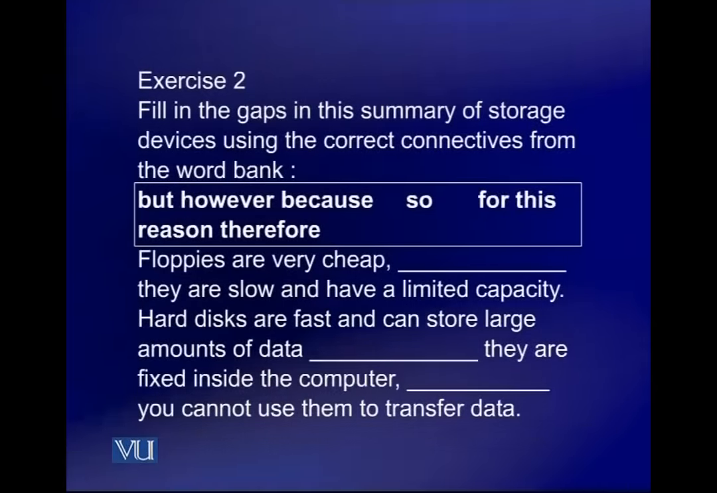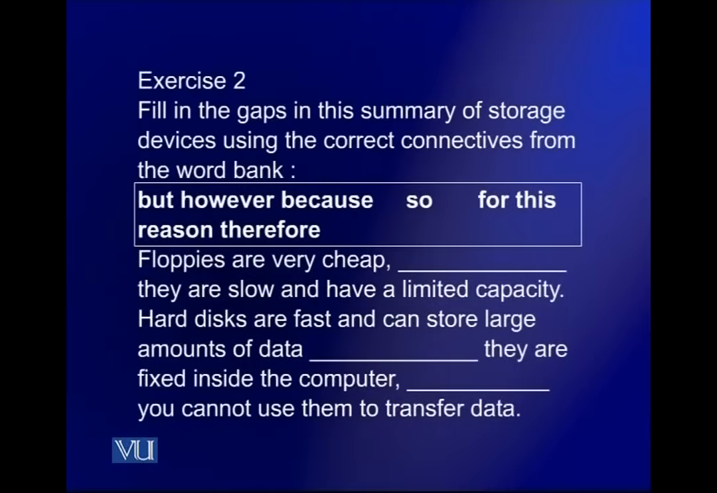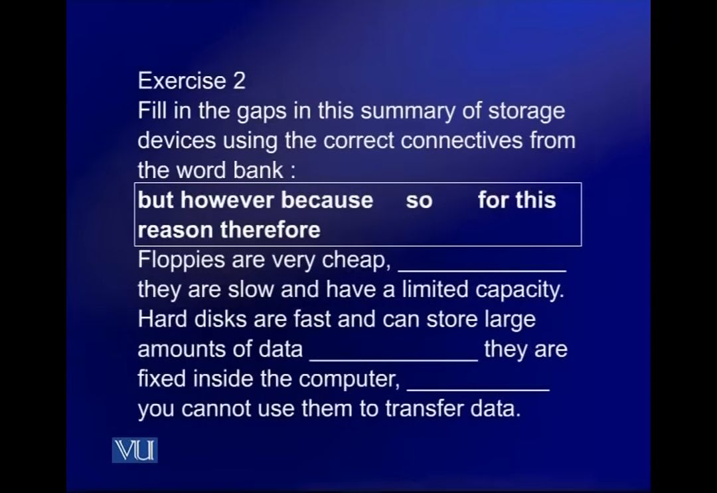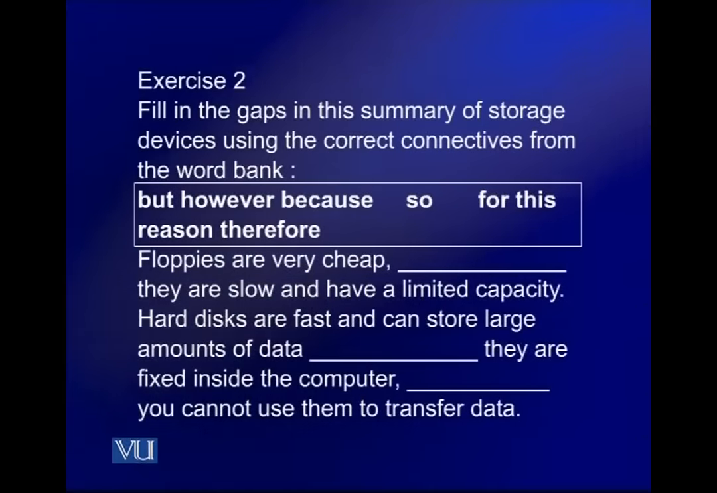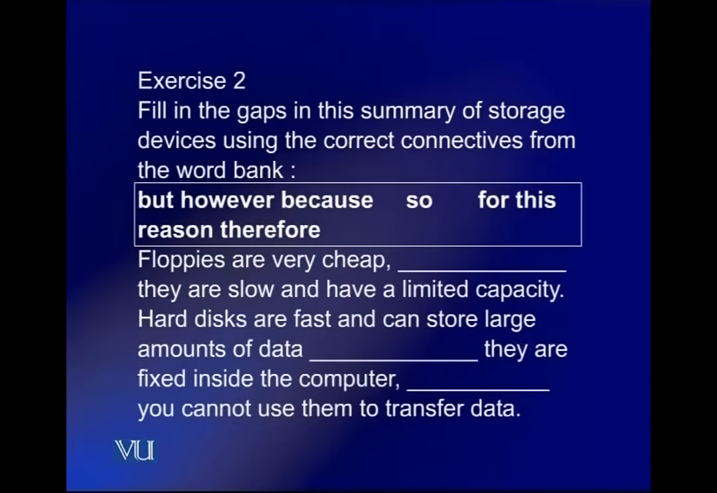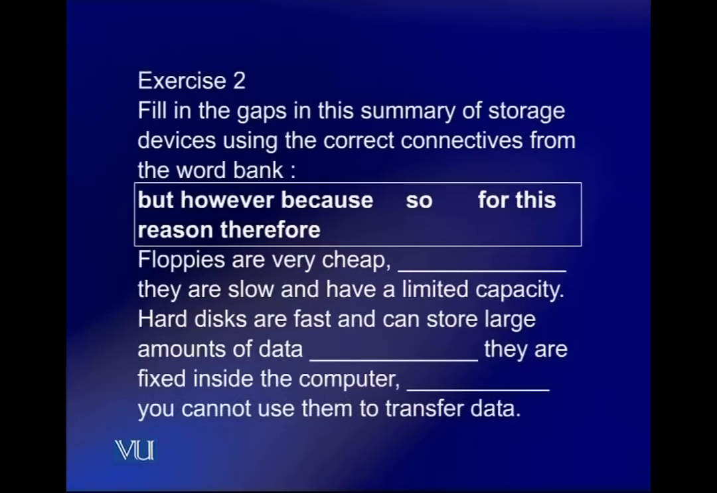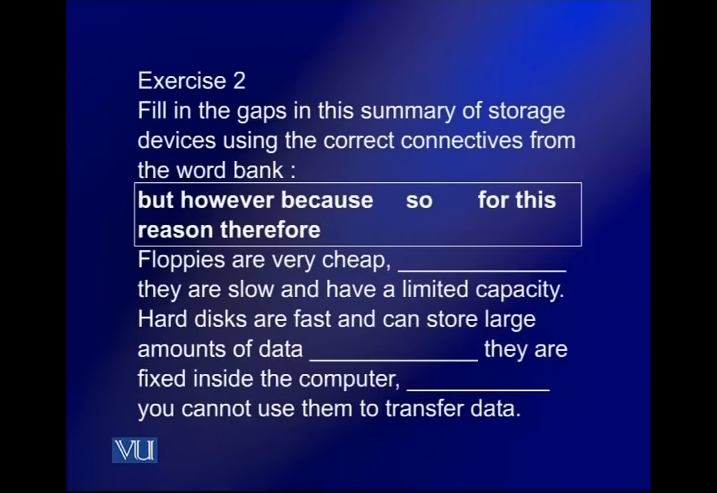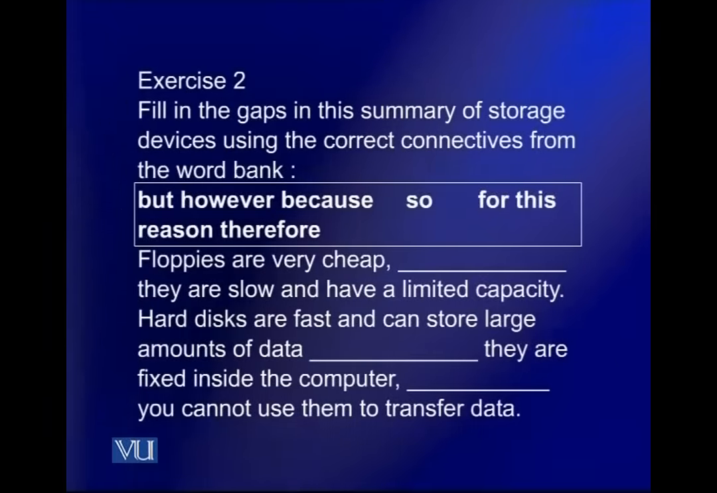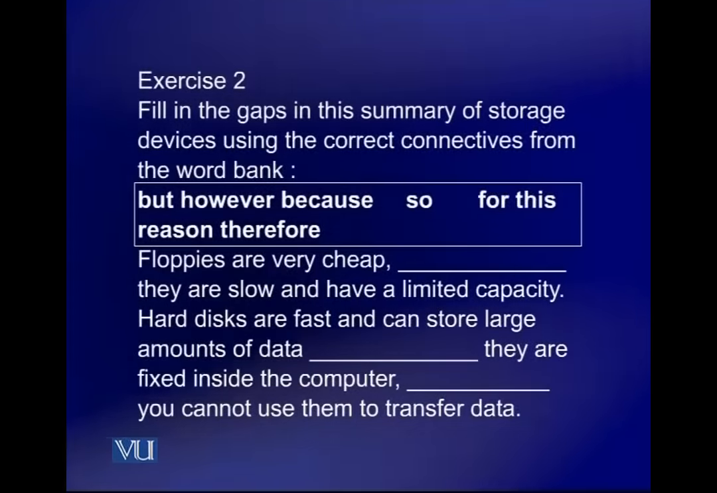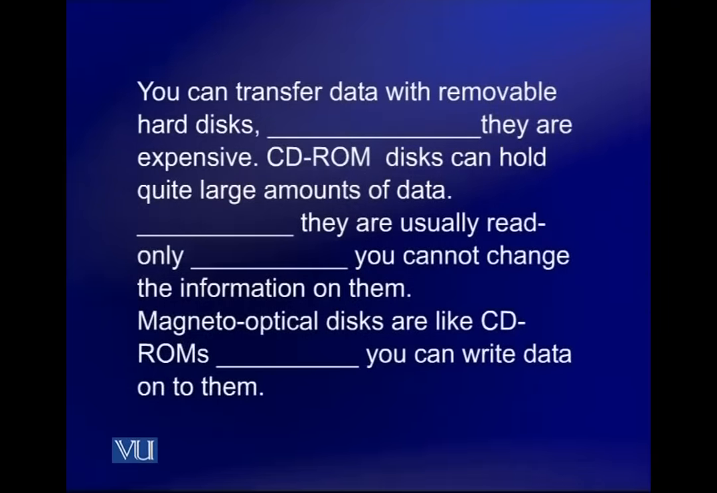Hard disks are fast and can store large amounts of data. Dash, they are fixed inside the computer. Dash, you cannot use them to transfer data. What words would be suitable over here? The words that would be suitable would be however and so. Hard disks are fast and can store large amounts of data. However, they are fixed inside the computer, so you cannot use them to transfer data. You can transfer data with removable hard disks, but they are expensive.